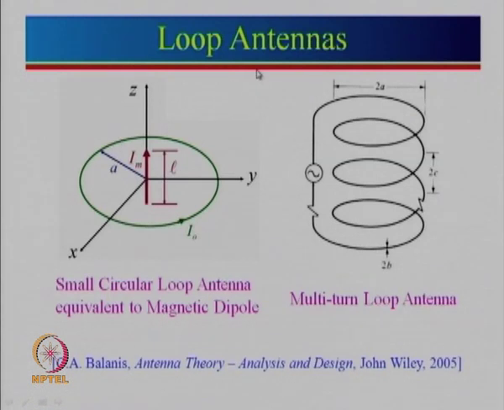Then we will look at loop antenna. So, loop antennas can have a very small loop diameter to a very large loop diameter. However, practically majority of the time loop antennas are used which have a small diameter. Now, this is shown here as a small circular loop.